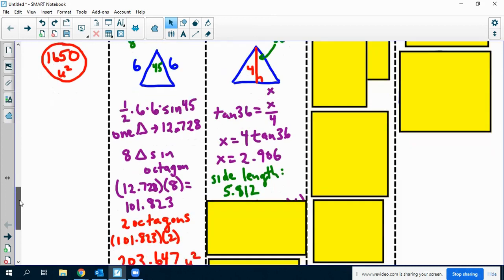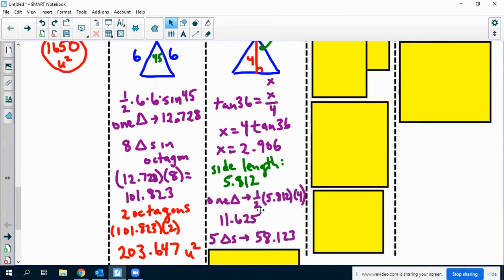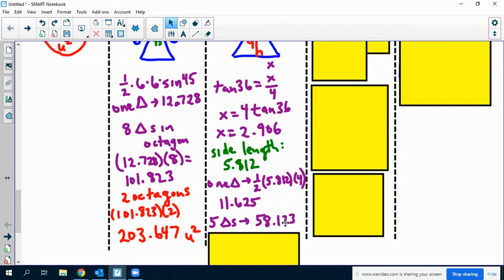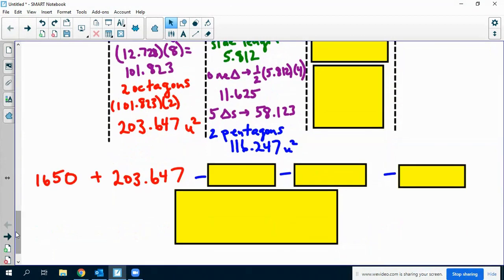And then I'm going to find the area of a triangle. So 1/2 times base, which is 5.812, times height, which is 4. That's 11.625. And there are 5 of those triangles on the inside of a pentagon. So I'd end up with 58.123 about. I'm not rounding in the calculator, so if you multiplied this by 5, you would probably get a different answer. I'm just keeping the entire long decimal in the calculator, then multiplying it by 5. Then, remember there are 2 pentagons since there are 2 eyes in this figure. So I have 116.247 is the amount I'm subtracting.